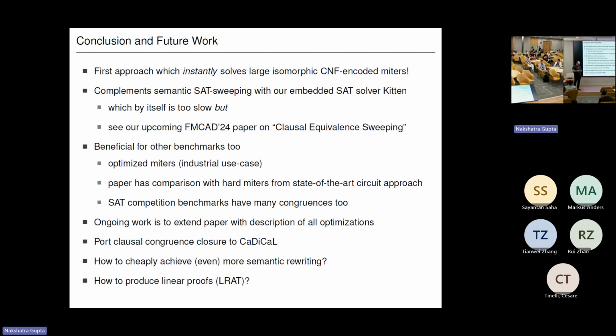Other than the congruence closure, is any other kind of inprocessing possible to do within the loop? Yeah, this is done every time in inprocessing too. So that's what I meant.